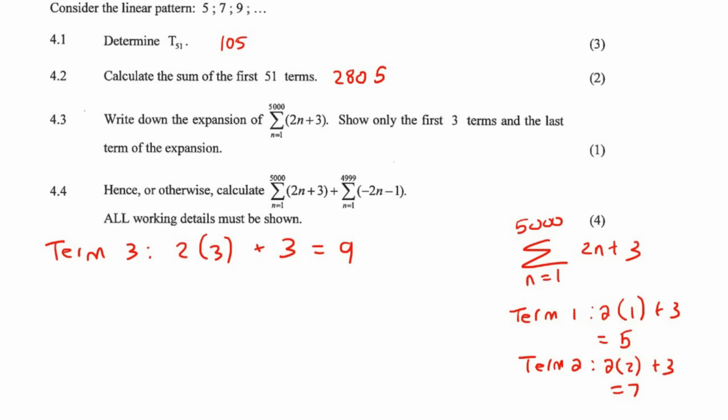Okay, so we have the first 3 terms. So that's what they wanted. They want us to say 5 plus 7 plus 9, because that's the expansion. And then they want us to go plus, and then dot, dot, dot. We don't get taught exactly how to do this part. Maybe some of you just went like that. I'm sure that'll be fine. But let's just say plus for now. Now, they also want us to show the last term.